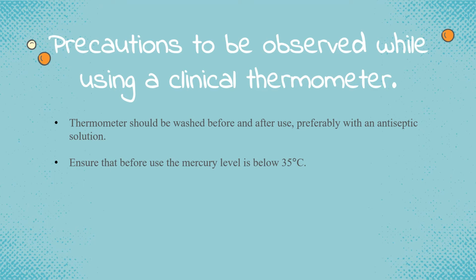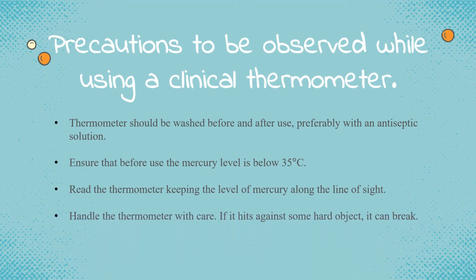Ensure that before the use, the mercury level is below 35 degrees. So before you use your thermometer, make sure that the little red liquid in the mercury string doesn't go above the 35 degrees Celsius line. Thirdly, read the thermometer keeping the level of mercury along the line of sight. So when you're reading your temperature, make sure that you can see the little silver line and the red line on top of that, to know that you are getting your accurate or correct results.